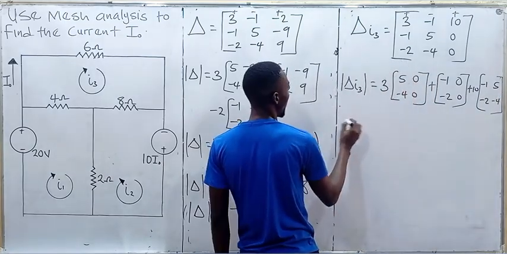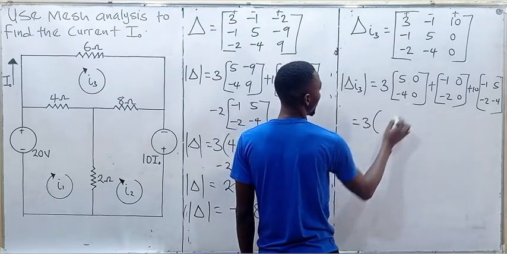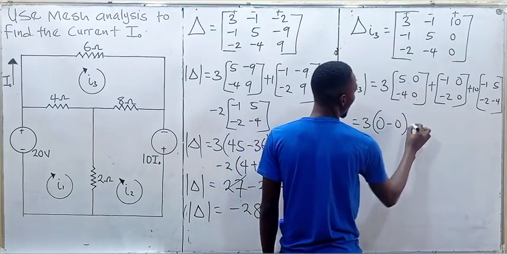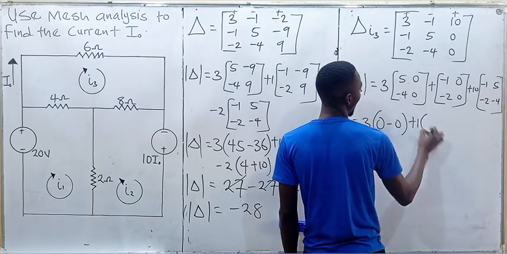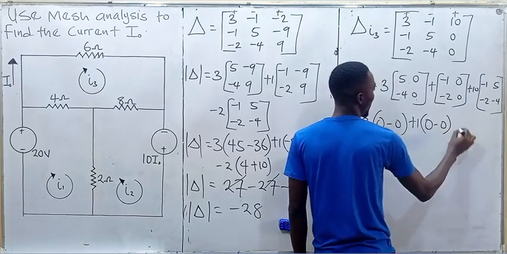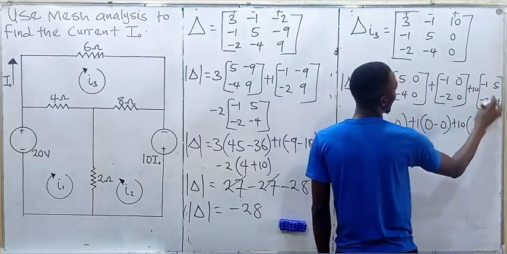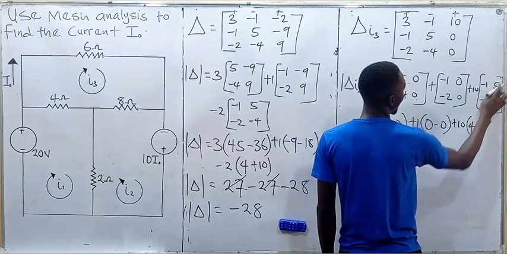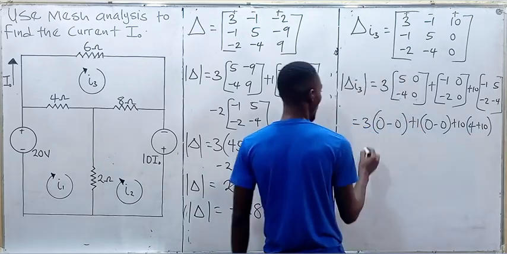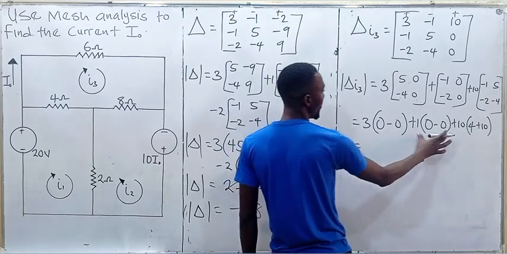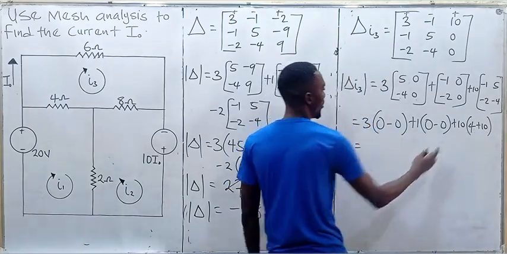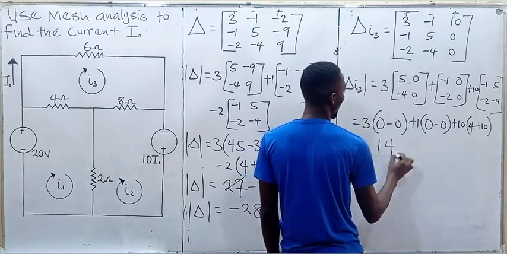So this now will be equals to 3 into 0 times 5 is 0, minus 4 times 0 is also 0, plus 1 into 0 times this is 0, times this is 0, then plus 10 into this times this is 4, minus this times this is minus 10, minus minus is plus 10. All right, so automatically this is 0, this is 0. 4 plus 10 is 14. 14 times 10 is 140.